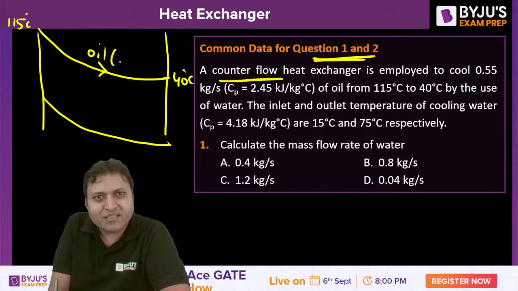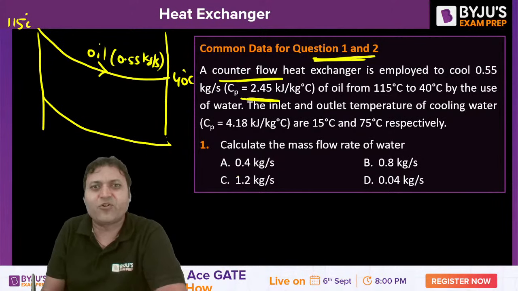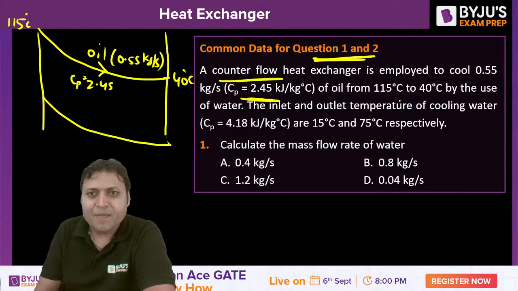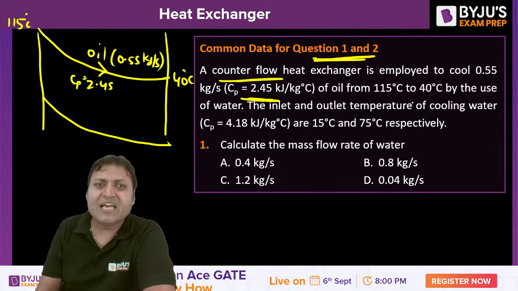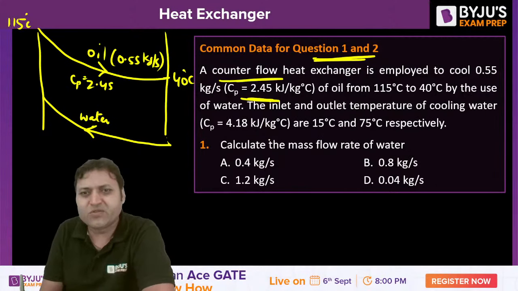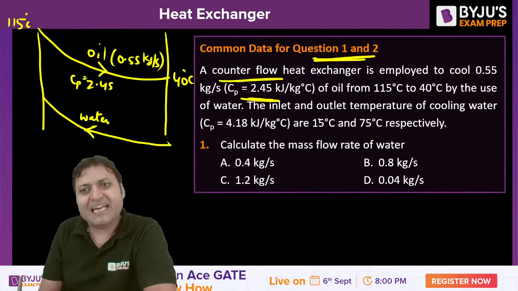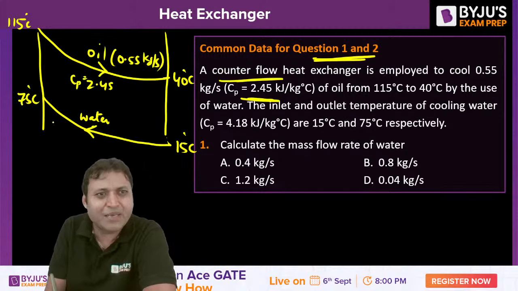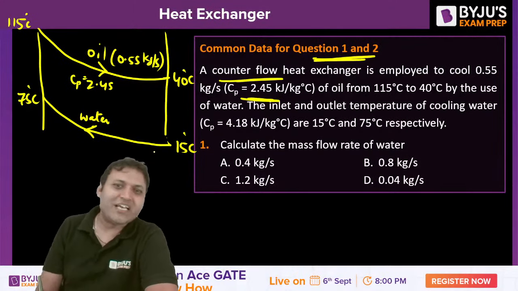Mass flow rate is 0.55 kg per second. Specific heat Cp is also given for the oil, 2.45. And then by the use of water, the cold fluid is water. The inlet and outlet temperatures of the cooling water are 15 degrees Celsius and 75 degrees Celsius. Very, very simple question.